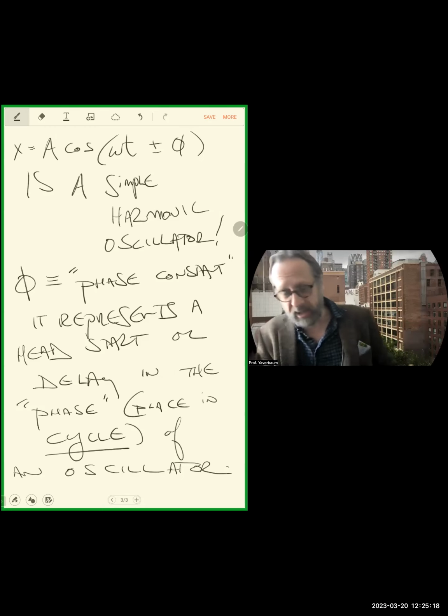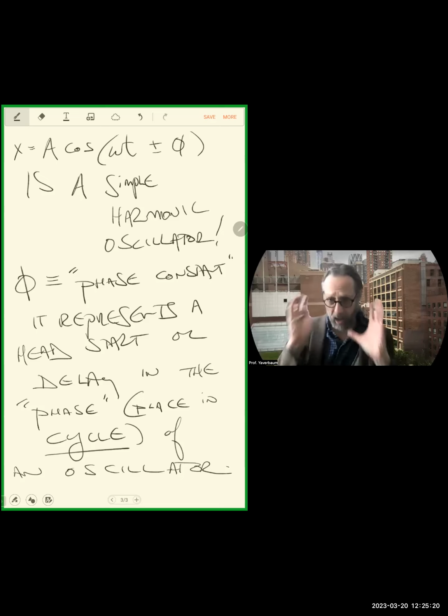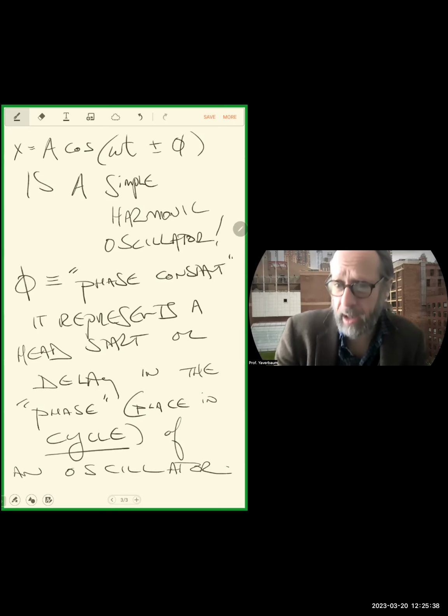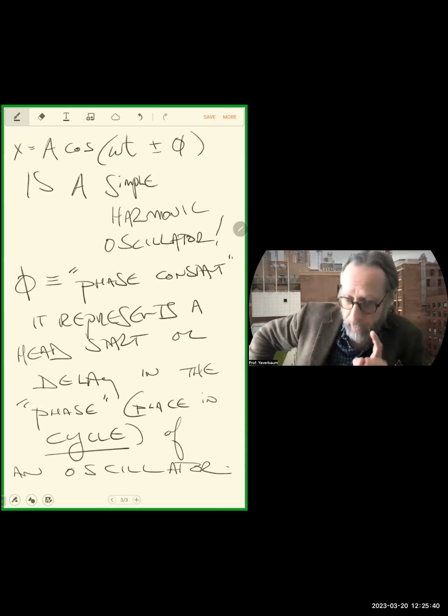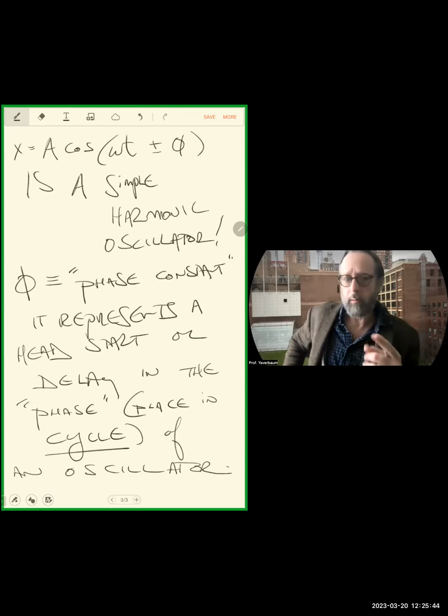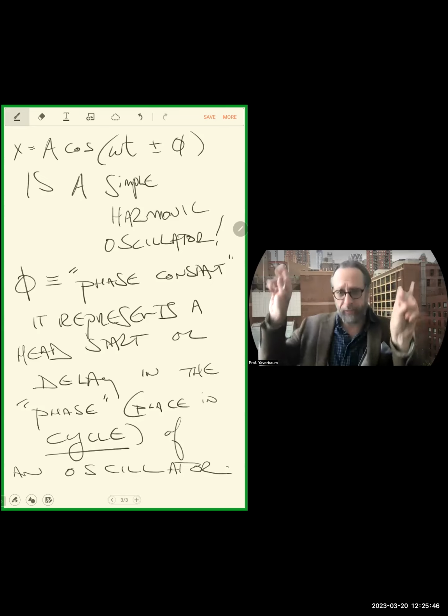When we acknowledge the existence of phi, this new constant in the function, we're going to call it from now on the phase constant. This is physics. It's not just supposed to be raw math. So that phi number has got to represent something physically. What we're saying is that it represents a head start or a delay with regard to phase.